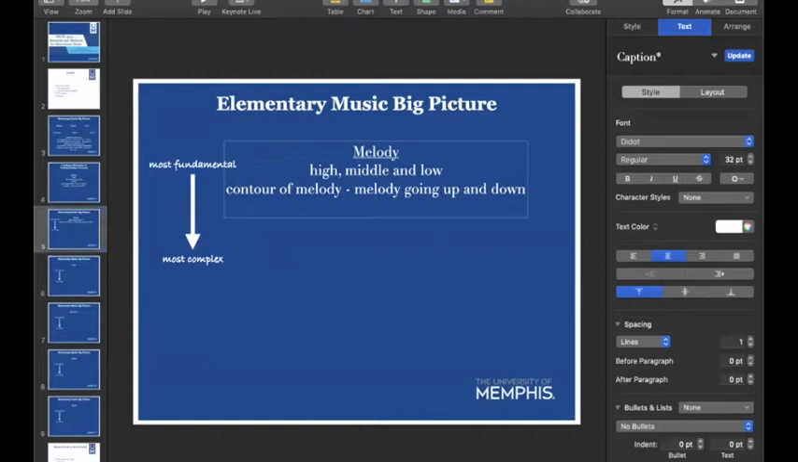Yeah. Okay. All right. So once you have those two steps developed, being able to hear high and low and middle pitches and the contour of a line going up and down, we decided that learning intervals were next, like do, re, mi. Yes. Intervals. Good.